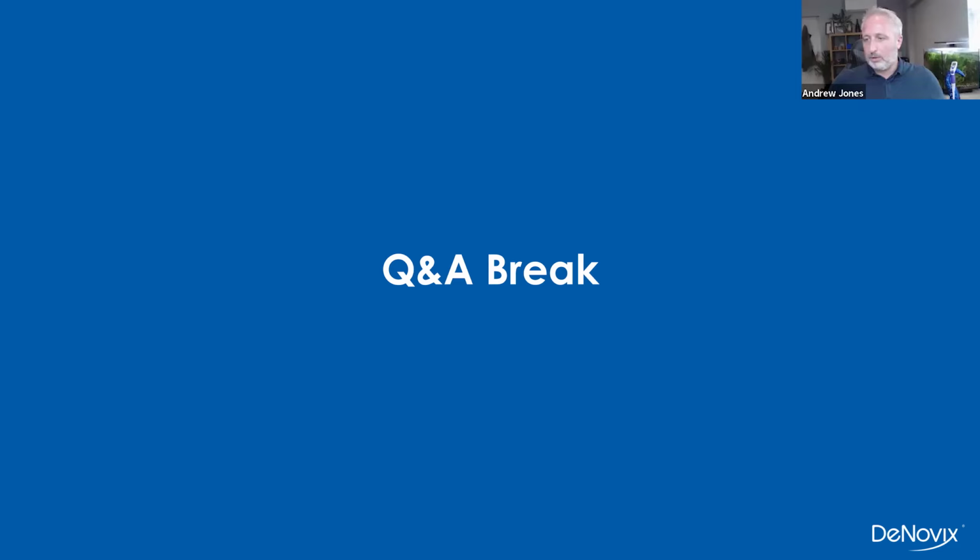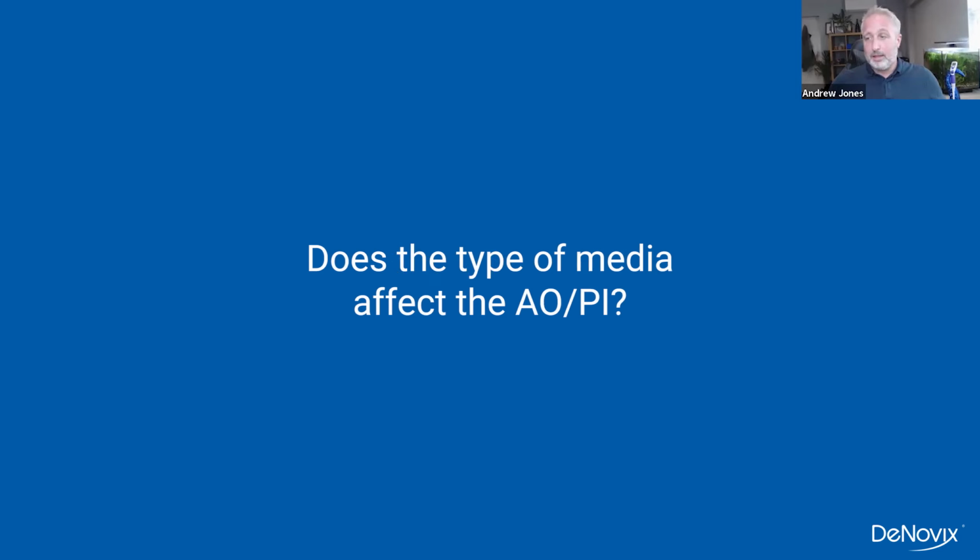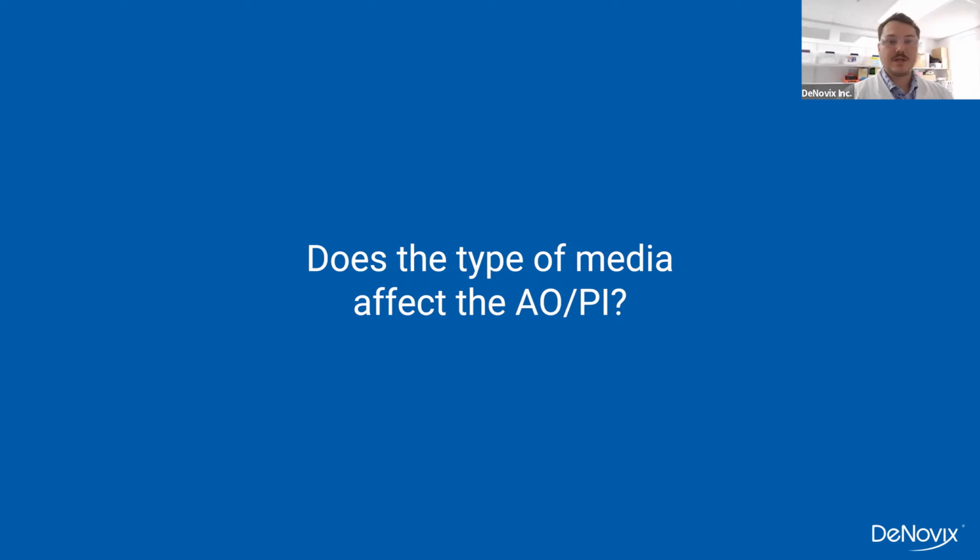Great. We also have a question about whether the media affects the AOPI stain. Yeah, that's a really good question. The only media as of right now that can probably have a little bit of a problem is RPMI media, and that's just because of phenol red. But there are some workarounds for that. You can dilute your samples into PBS, and your AOPI signature will still be strong.